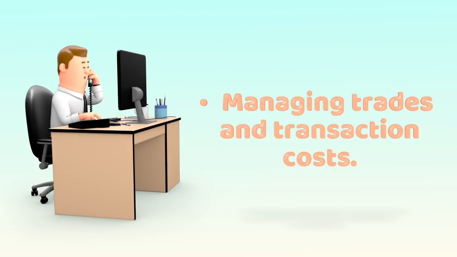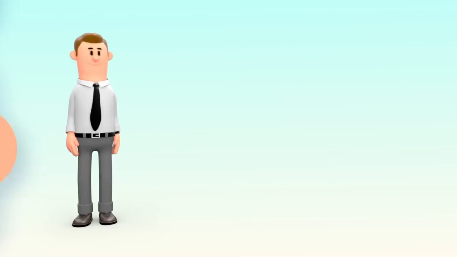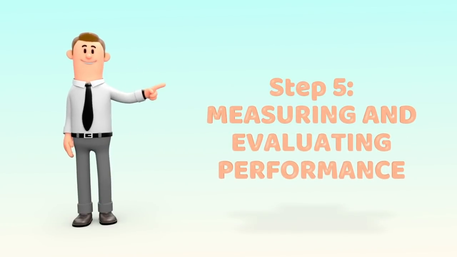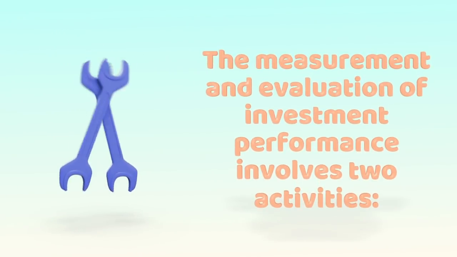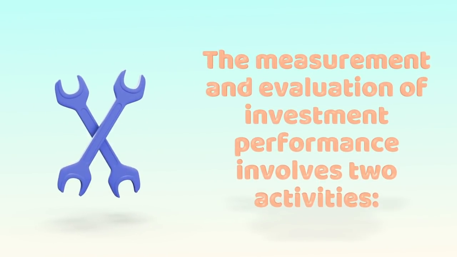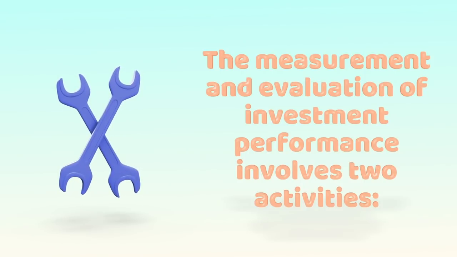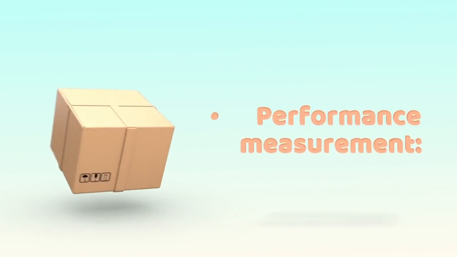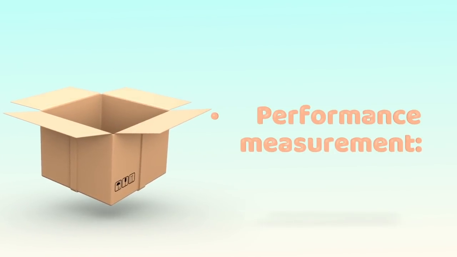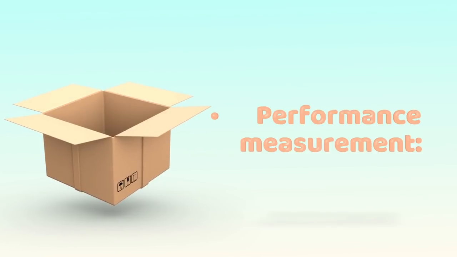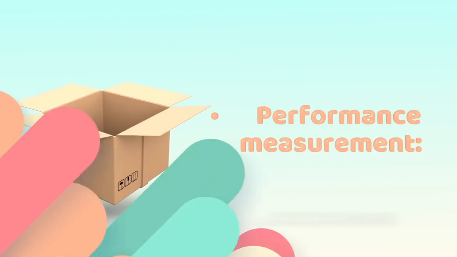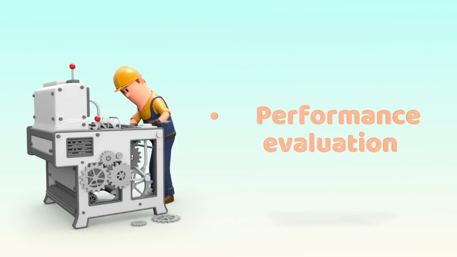Step 5. Measuring and evaluating performance. The measurement and evaluation of investment performance involves two activities. First, properly calculating the return realized by an investment manager over some time interval, referred to as the evaluation period. Second, determining whether the investment manager added value by outperforming the established benchmark.